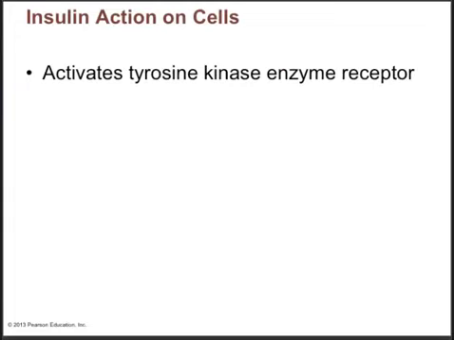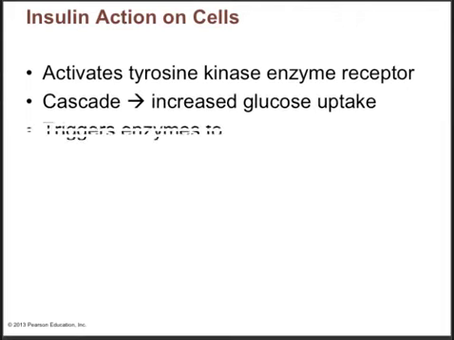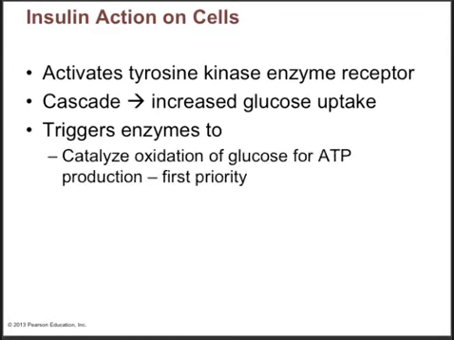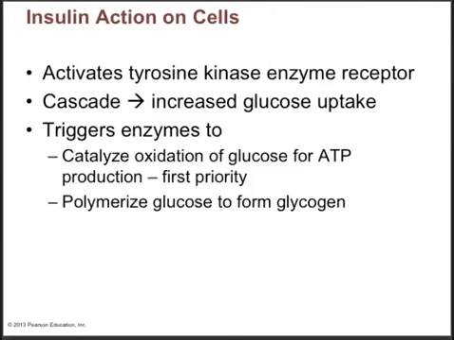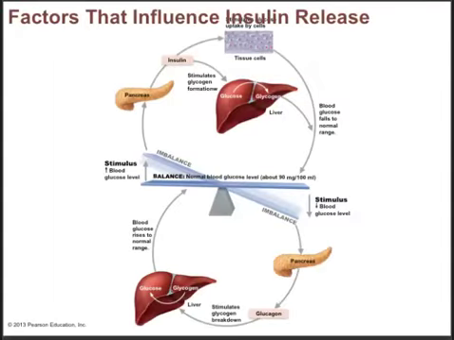Well, it promotes a tyrosine kinase enzyme-linked receptor that's on the membrane. This cascade results in increased glucose uptake, which causes enzymes to catalyze the oxidation of glucose for ATP production and polymerize glucose to form glycogen to store that in the liver and in muscle, as well as converting glucose into fat, primarily in adipose tissue.